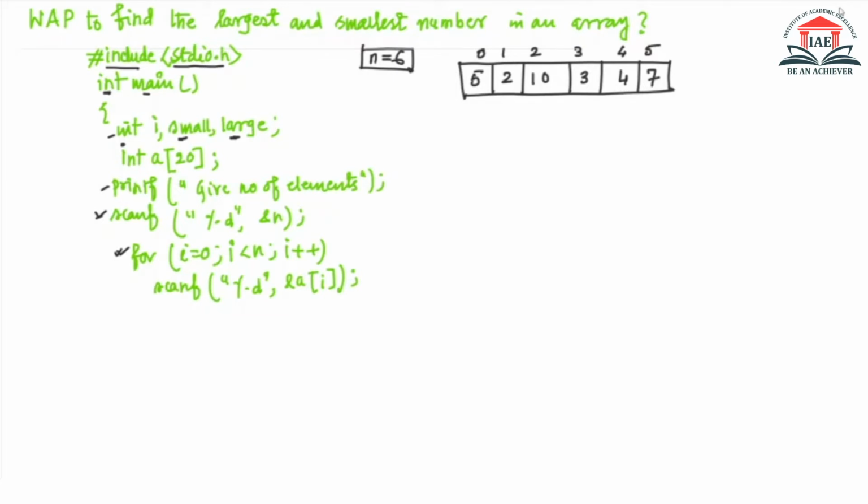So what do you have to find? You have to find the largest and the smallest. What is the largest? In that particular case, the largest element is this one. 10 is the largest element. And what is the smallest element? Here the smallest element is 2. That means in small you have to print 2, and in large you have to print 10. That is the output you need, but how?